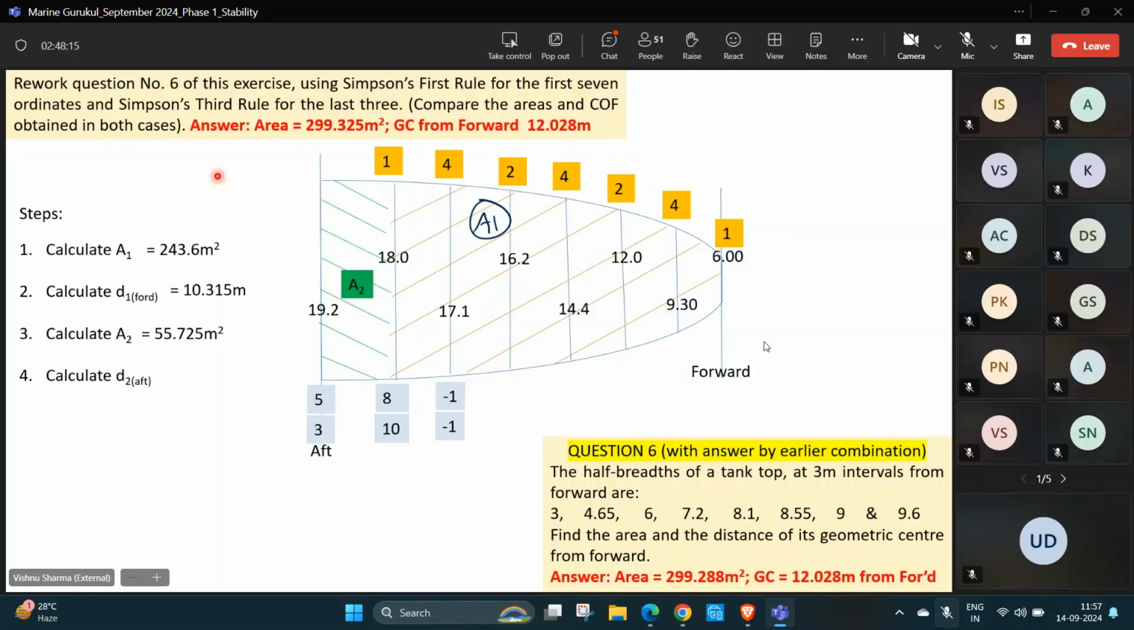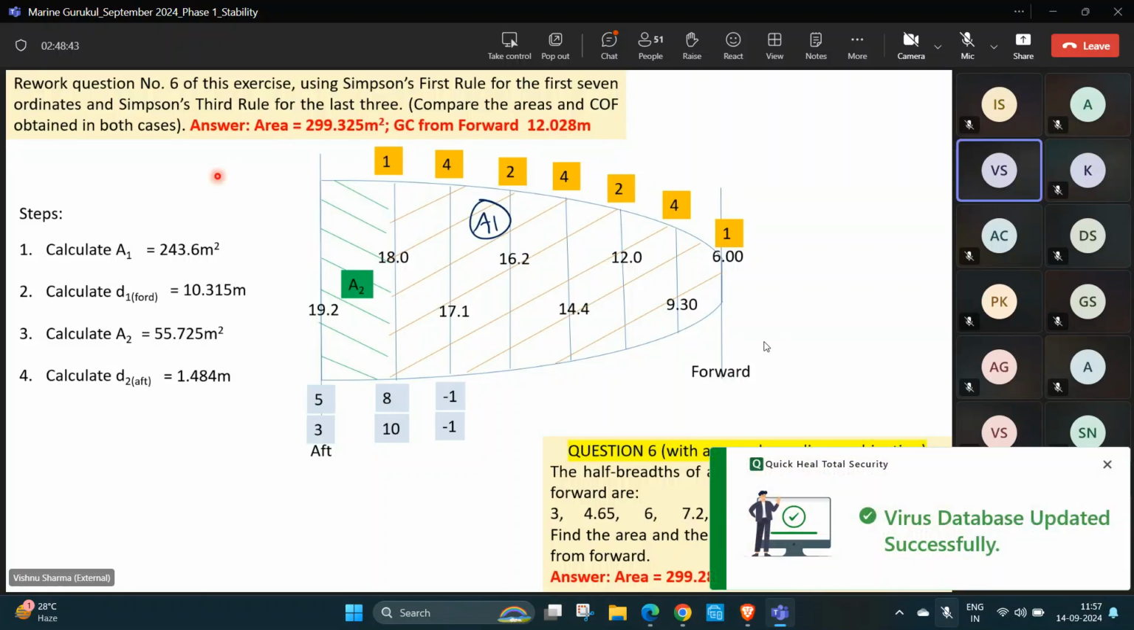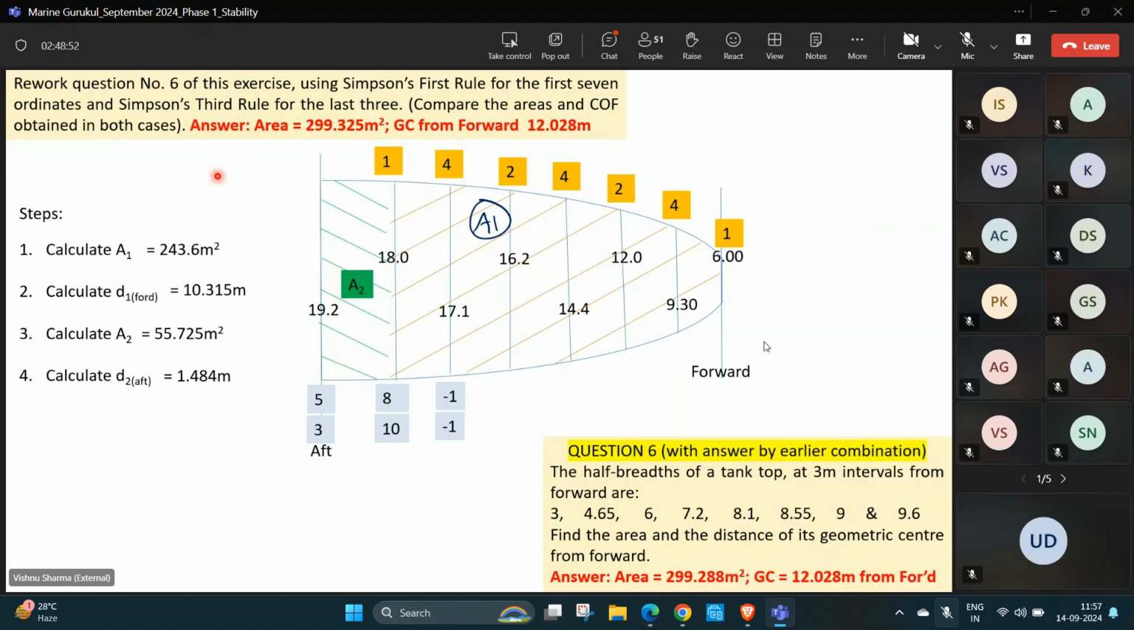1.484. Very good. 1.484. You're right. It's shown on the screen. Once everybody gets D2 from aft, 1.484, those who have got it can start thinking: we don't need it from aft, we need from forward. So how to convert D2 aft to D2 forward? Let everybody get D2 aft first, beta. You'll get the moment in meter cube, divide by the area A2, and you'll get D2 from aft.